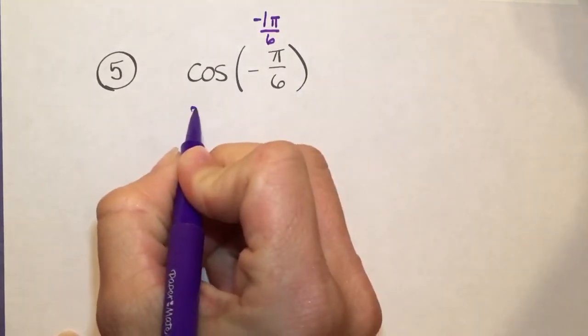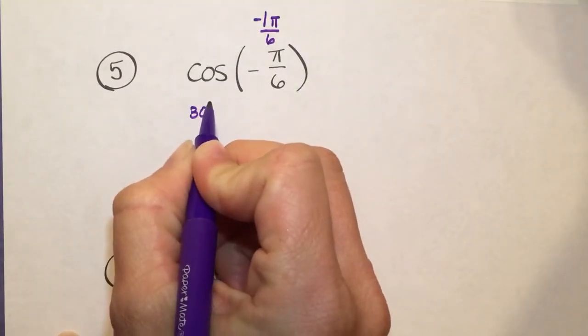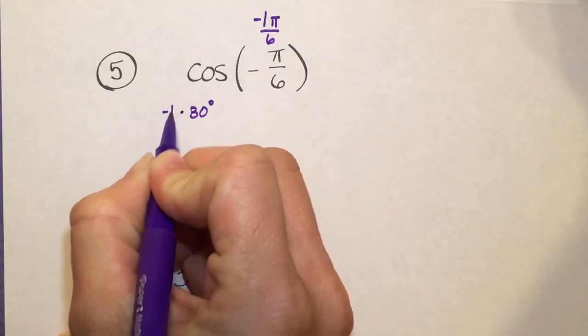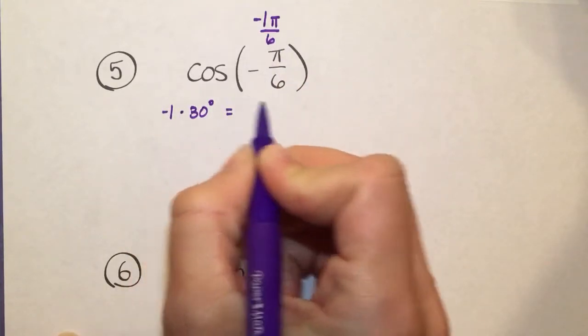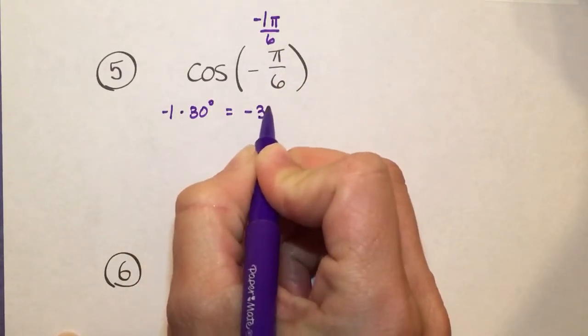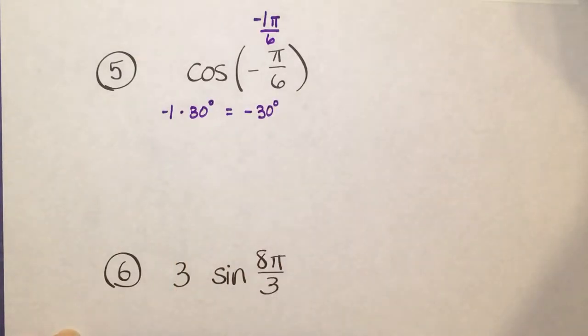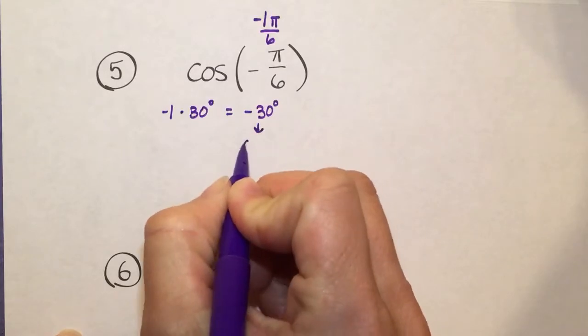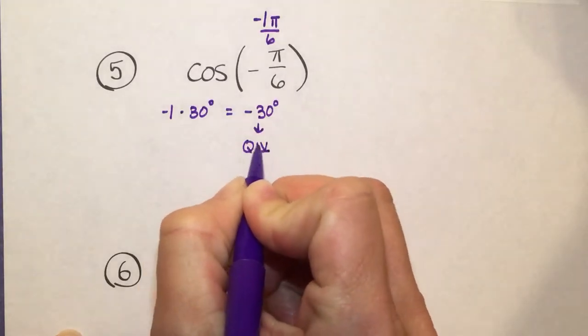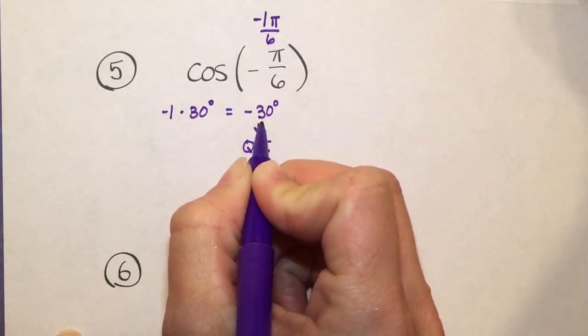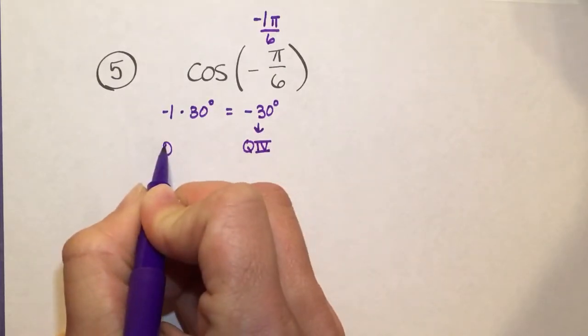Of course, we know that that's 30. And you're going to multiply that times negative 1, which I know you could do in your head, but you're going to end up with negative 30 degrees. Now, negative 30 degrees is going to be in the 4th quadrant if you were to draw that in standard position. But now let's talk about reference angle.